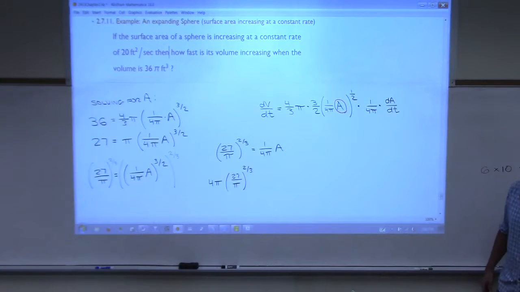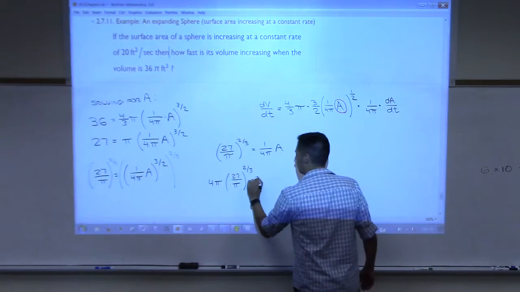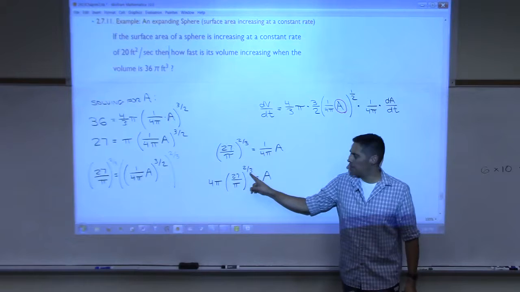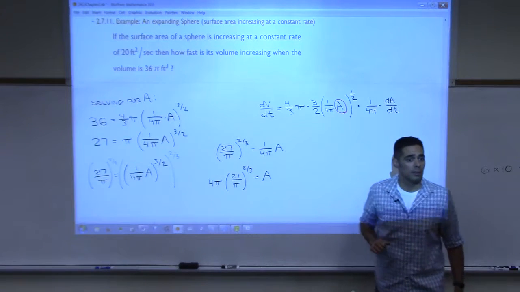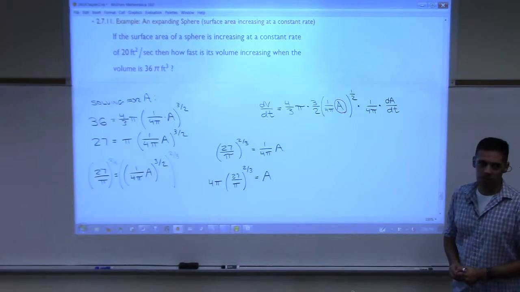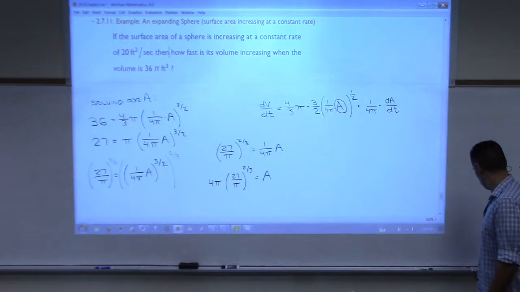I want to go further. I know you don't want to, but I want to go further because when I see 2/3, I realize that that is a cube root. Yes? The original volume was 36 pi, but you only put... Was it pi? Yeah, it was 36 pi. I'm so glad you caught that.